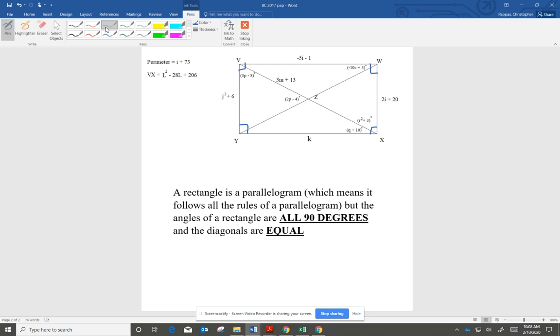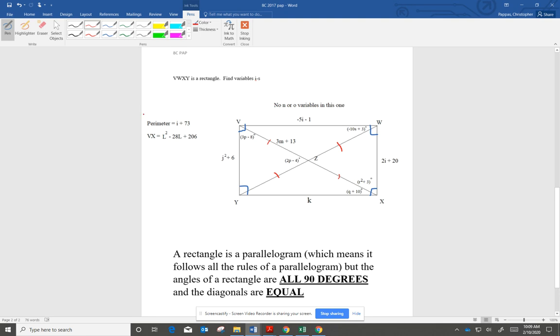So we learned before that, in a parallelogram, diagonals bisect each other, right? So these two things equal each other, and these two things equal each other, right? Now, since the diagonals are equal, all right, so from W to Y equals V to X, and the diagonals still bisect each other because it's still a parallelogram, what's going to happen is all four of these little pieces will equal each other, okay?